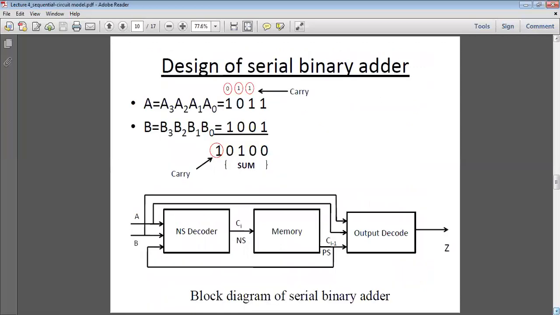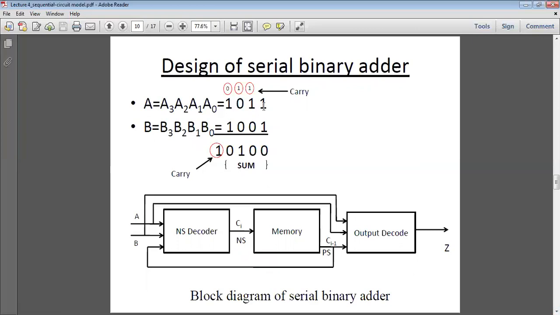Now here we consider one example, the design of a serial binary adder. It is popularly used; in our previous class we discussed the simple binary adder circuit. Here we consider the serial binary adder. We have discussed the parallel binary adder earlier, and we have also designed the carry look-ahead adder. So here how can we design a serial binary adder? Simply, if we consider one example, A is a 4-bit number, A3, A2, A1, A0. B is another 4-bit number. The arbitrary numbers we have considered are 1011 and 1001.